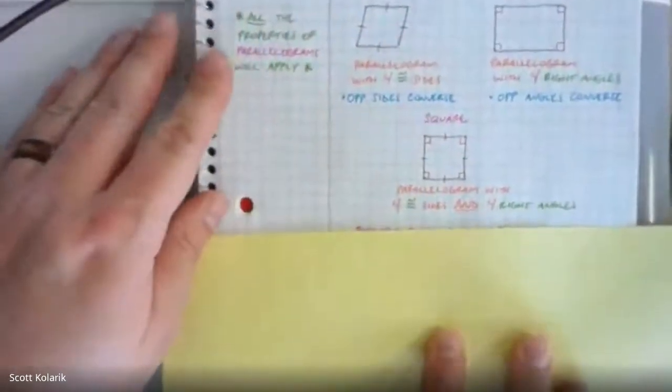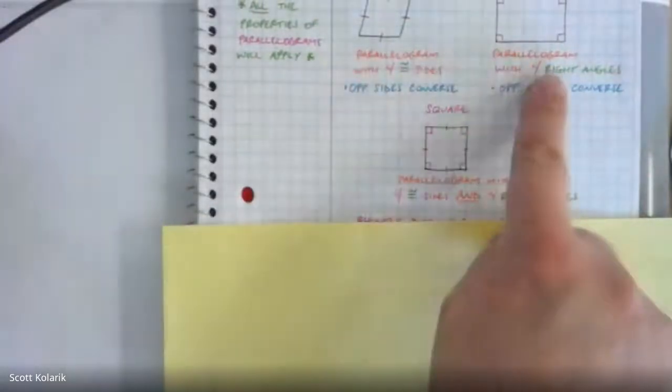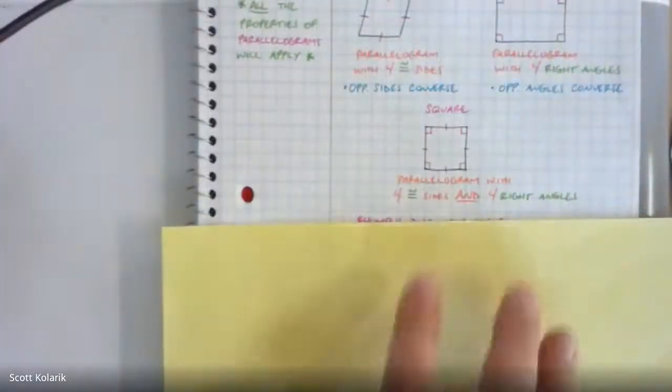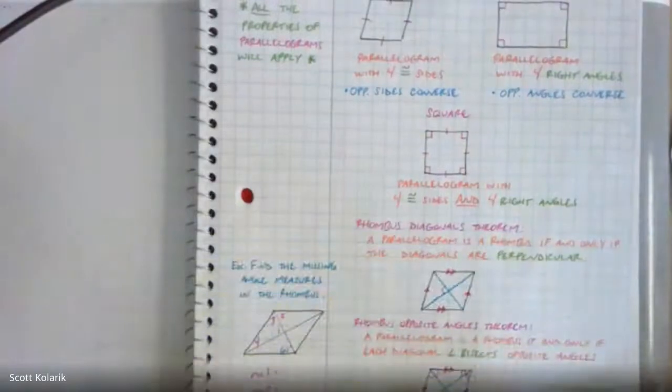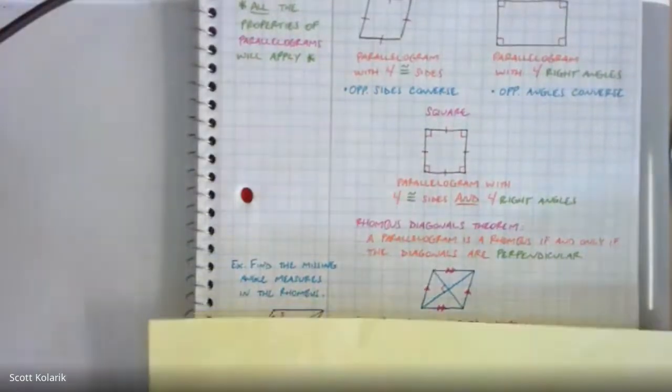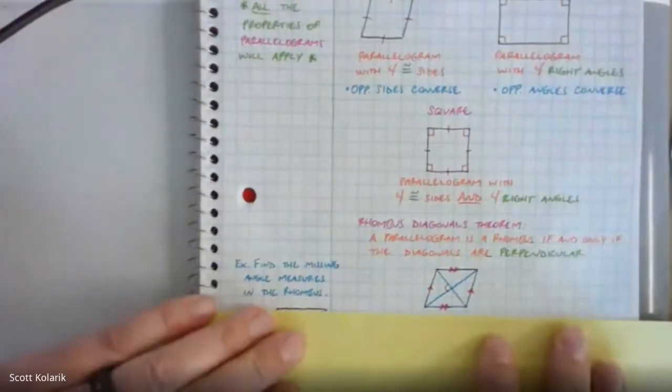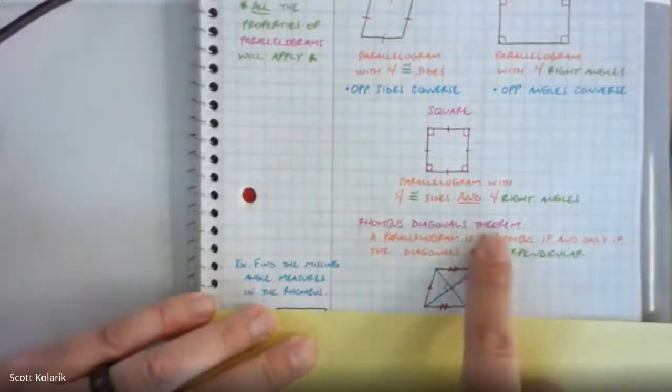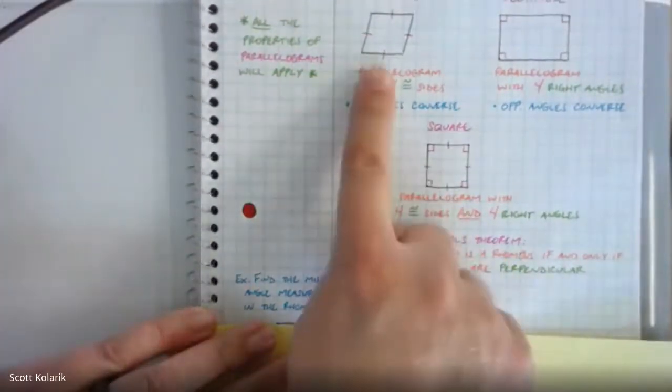Okay, let's move on. This section is exploring the properties of these 3 figures: the rhombus, rectangle, and square. So what kind of properties are we going to run into? Let's do these one at a time. The rhombus diagonals theorem. Immediately we're only talking about a rhombus.